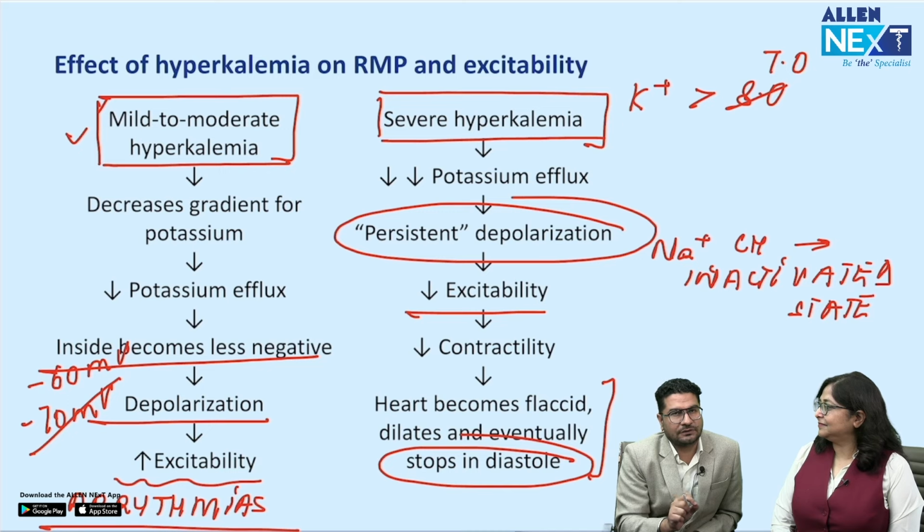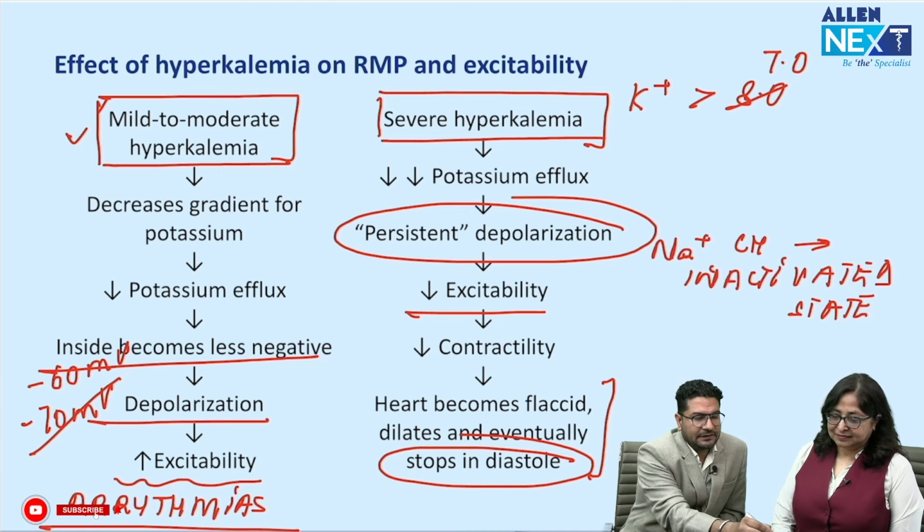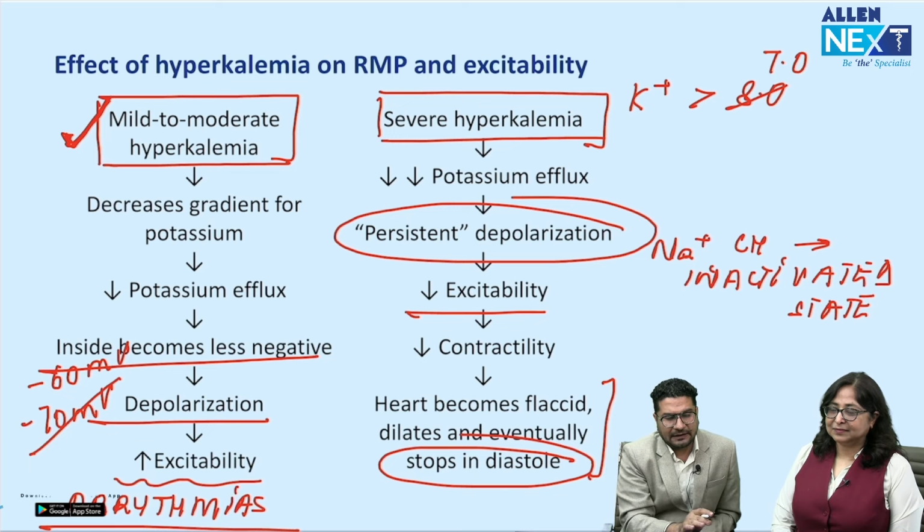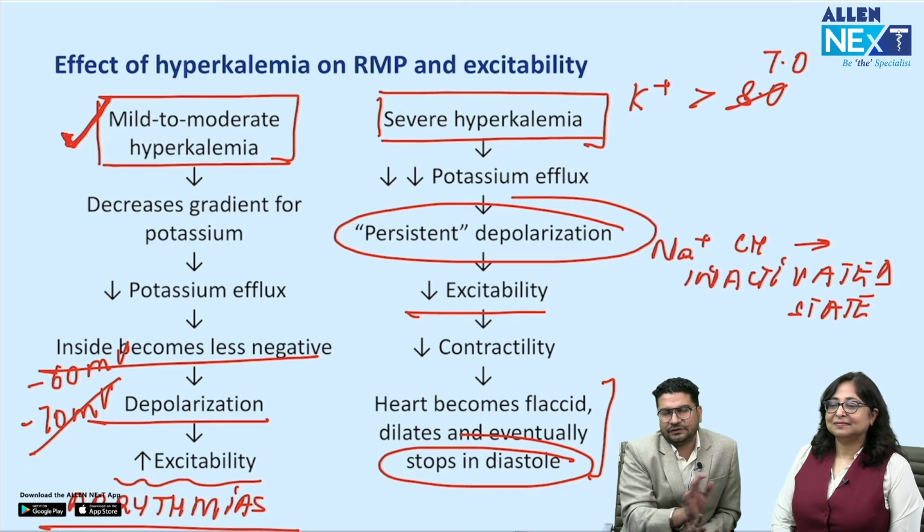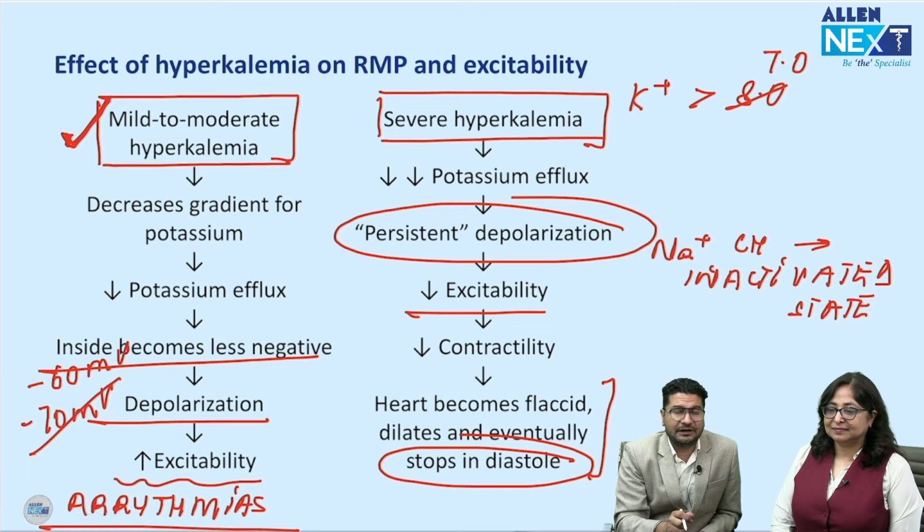So, the answer for this question was lisinopril. Lisinopril is an ACE inhibitor. ACE inhibitors and ARBs can cause mild to moderate hyperkalemia, with potassium in the range of 5.5 to 6, which is called asymptomatic. Is it clear? So remember, asymptomatic hyperkalemia can occur because of ACE inhibitors and ARBs.